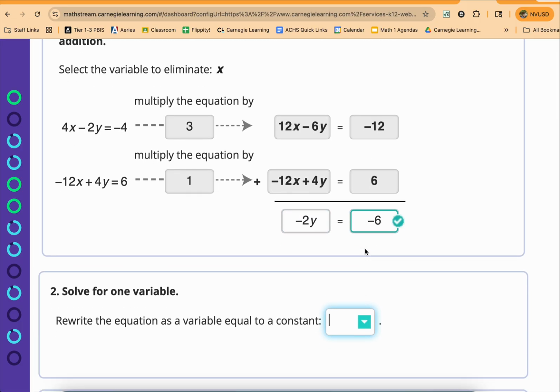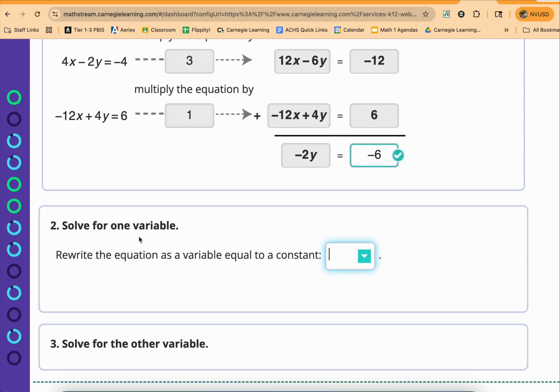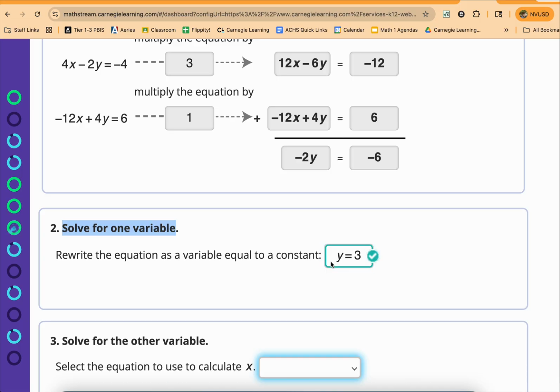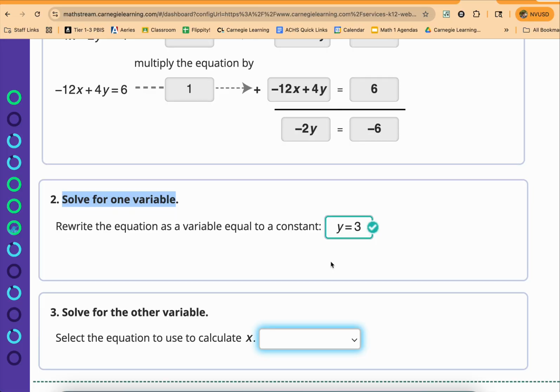Enter. Now, down here, it says to solve for one variable, but you have to rewrite it as the variable equals blank. So if I do divide on both sides, what do I get? It looks like I get y equals 3. Enter. And then down here, we're not done. We have to also solve for x.